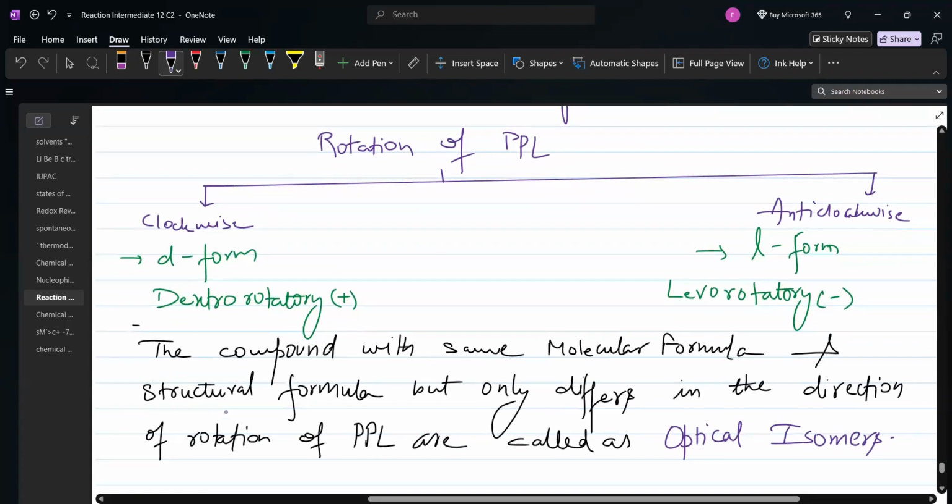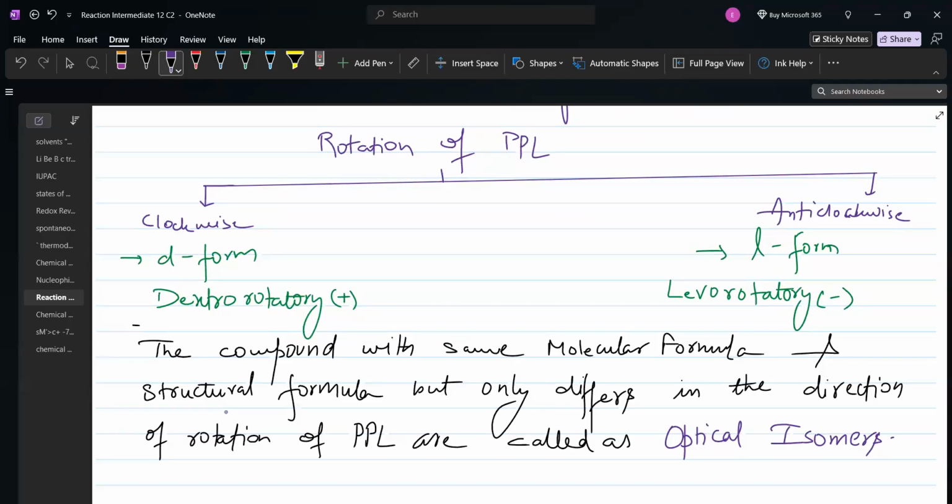So the plane polarized light can be rotated clockwise also, anti-clockwise also. The compounds which have exactly the same molecular formula and the same structure formula, the structure is also the same, but they rotate the plane polarized light in different directions, such isomers are known as optical isomers. They have the same structure formula. The structure is also the same for them.